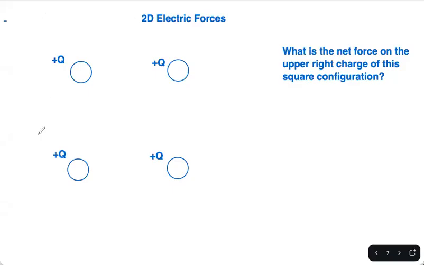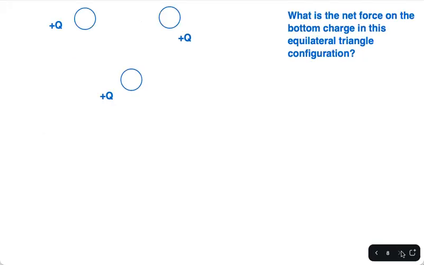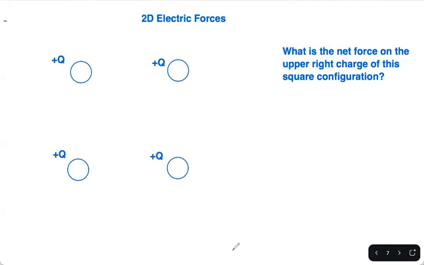Okay, so for 2D electric forces, they could ask, what is the net electrostatic force on the upper right charge of this square configuration? Common questions with 2 dimensions usually deal with either a square or an equilateral triangle. So I want to go over these 2 very common types. Anything's possible, but I want to show you how to set these up, because a lot of times it deals with just understanding symmetry.